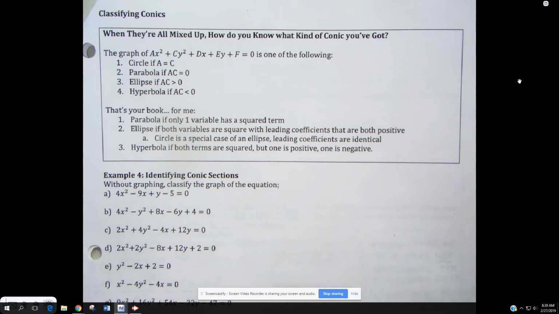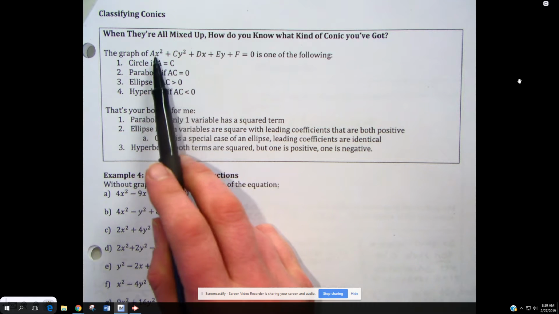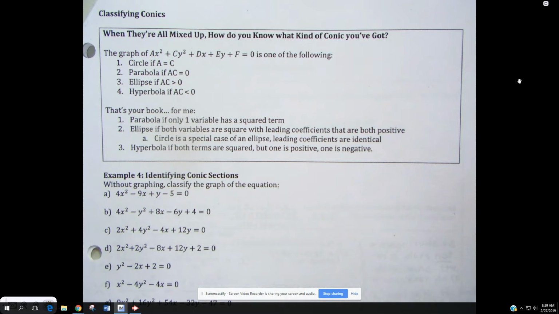In a parabola, you've got one squared term. In an ellipse, there are two squared terms, and both of them have positive leading coefficients. If you happen to have a circle, it would be because your A and your B value, your axes, are the exact same length, which amounts to them having the same coefficient on the square terms. And lastly, the hyperbola: if you have two squared terms, an x squared and a y squared, but one has a positive leading coefficient and one has a negative leading coefficient, then you know you're dealing with a hyperbola.